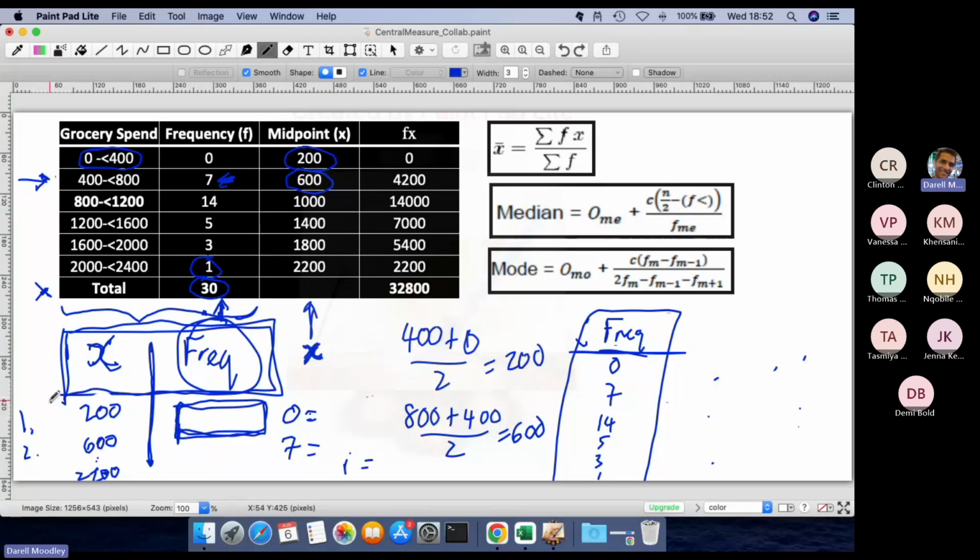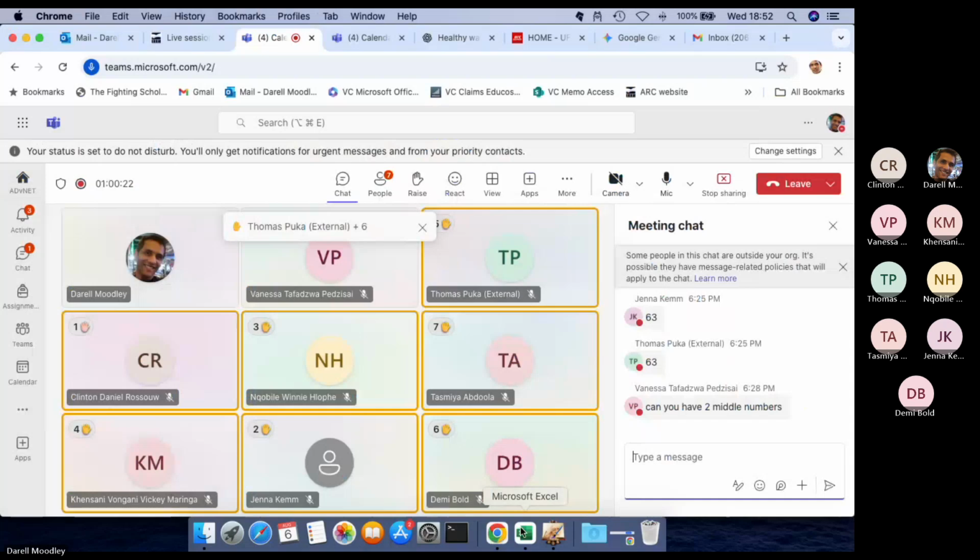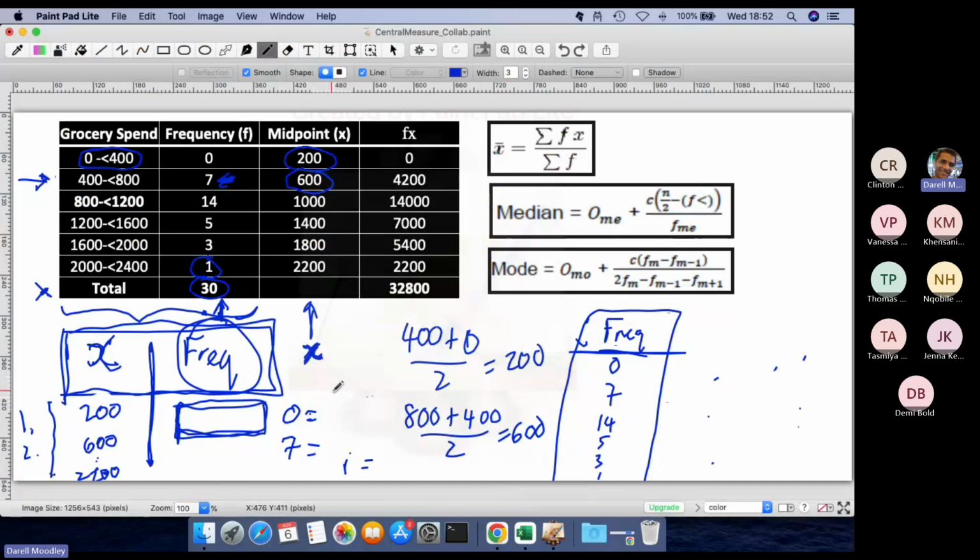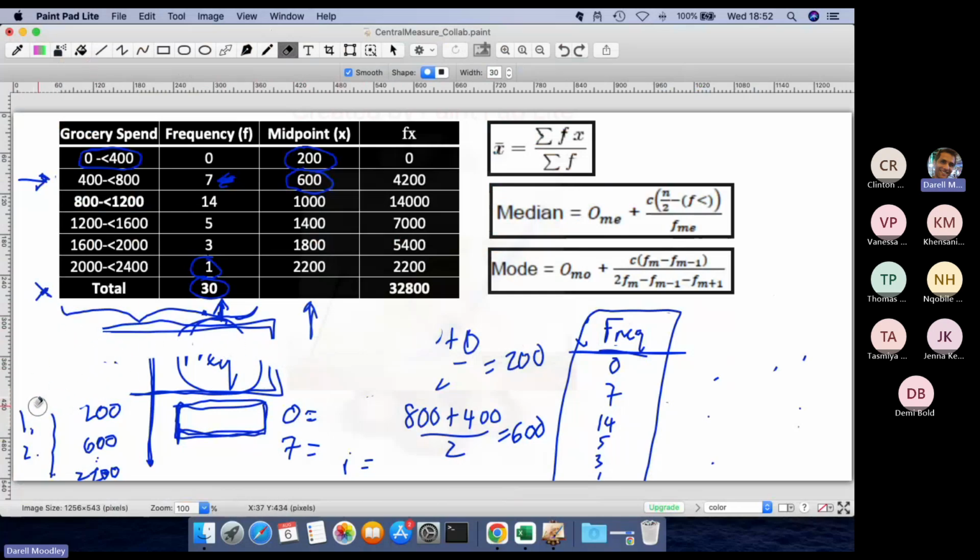Just raise your hands once you capture all the numbers in X. So your X column should be complete, and your frequency column should be complete. Just raise your hands once you're done. Okay, cool. Now that you've captured it, your data is there and you're good to go. So I'm just going to erase this.